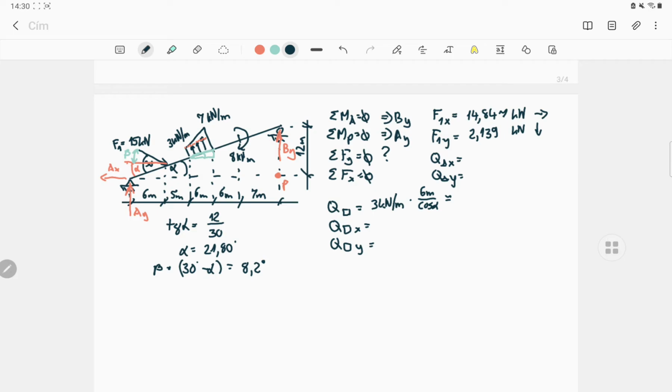Later you will see it's unnecessary, by the way, but 3 times 6 over the cosinus 21.8, I did it wrong, not sinus but cosinus, so 3 times 6 over cosinus 21.8, yes, 19.386, and the other values going up.